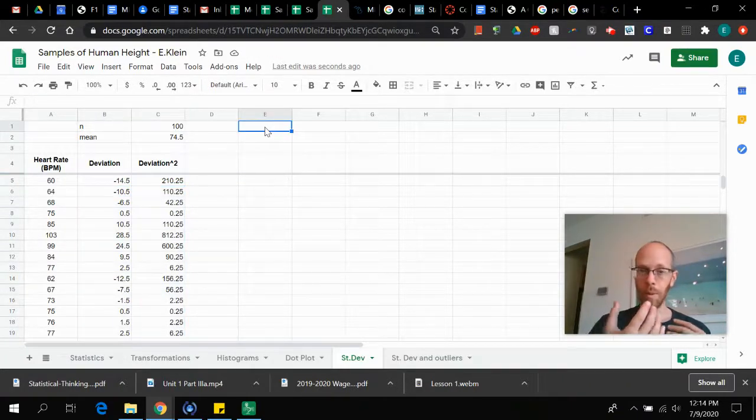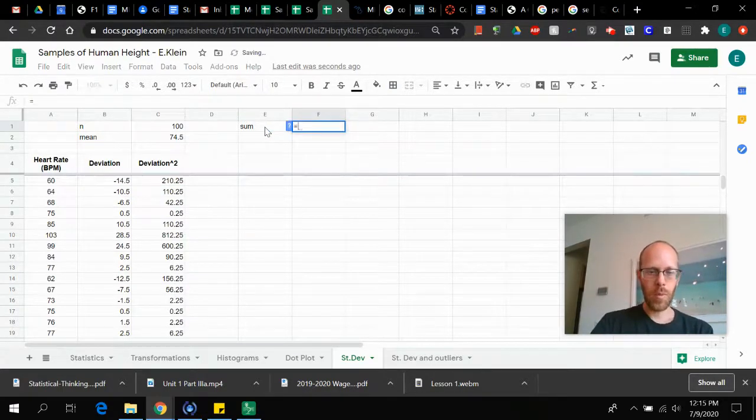According to the formula, what we need to do with those squared deviations, recall, is take their sum. So I want the sum or the total, which would be equal to the sum of the cells in, let's see, this is C5, all the way down to C104.